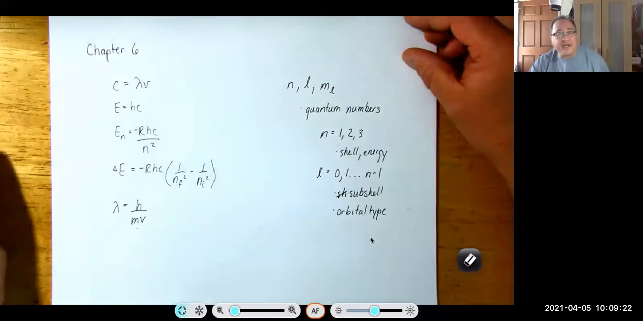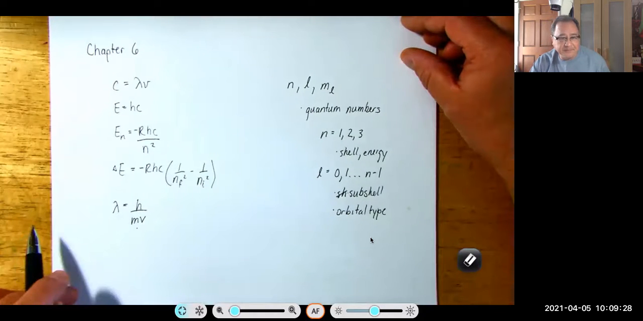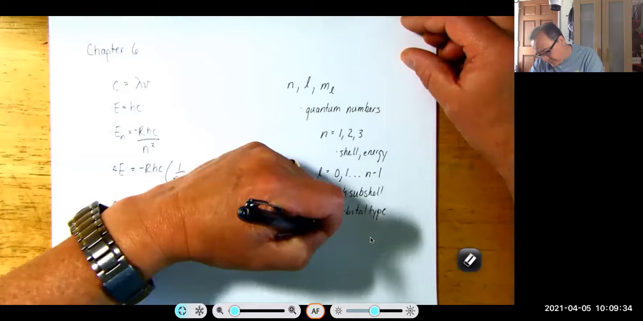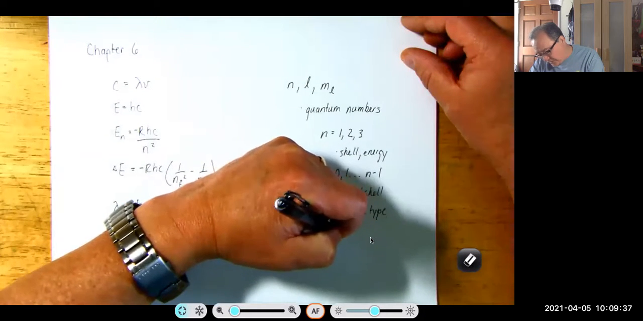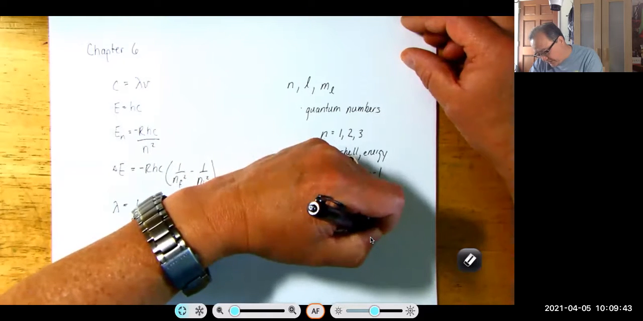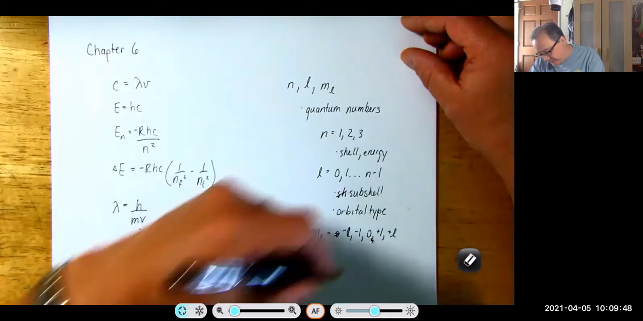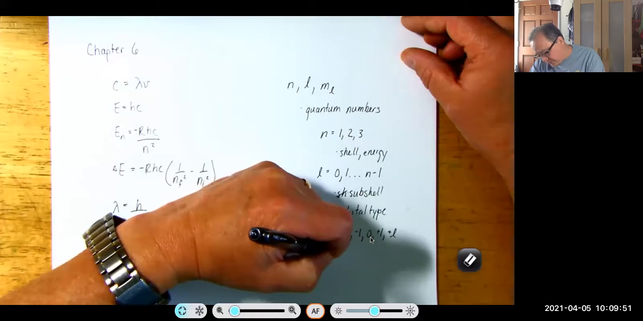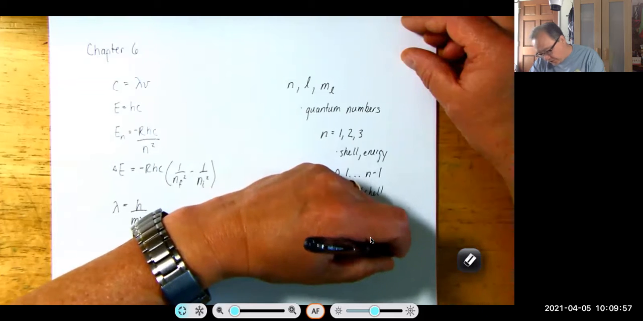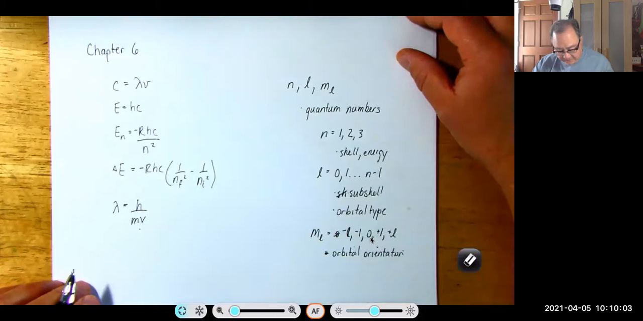So for chapter 6, this is the kind of stuff we have so far. These are all the important equations that I can remember. This is the Schrodinger stuff. Negative L, -1, 0, +1, plus L. And this gives an orbital orientation, or shape, if you will, whichever you want. That's it for chapter 6.